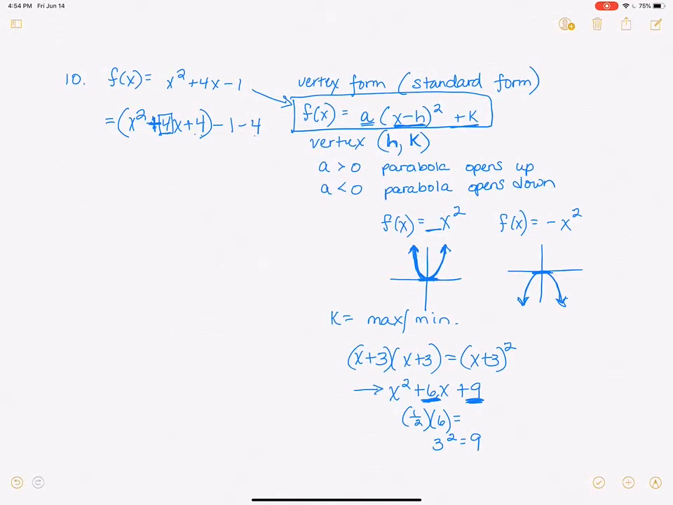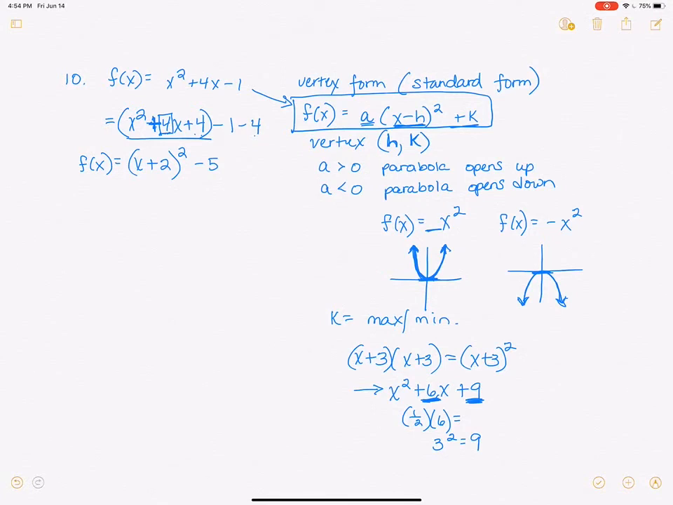So here's my perfect square trinomial. I need to write that as x plus 2 squared because I just factor it into a perfect square, and then I've got minus 5. So now I've taken my original equation and I've written it in vertex form.